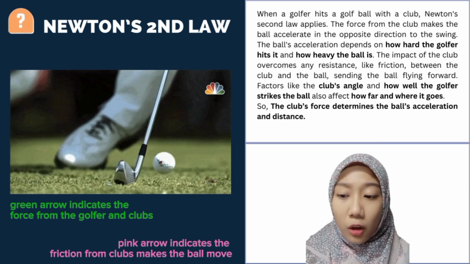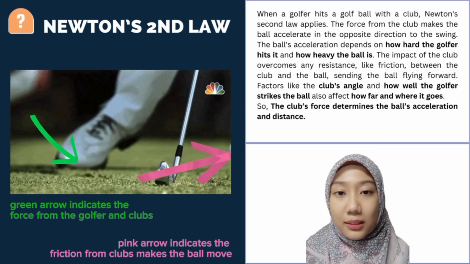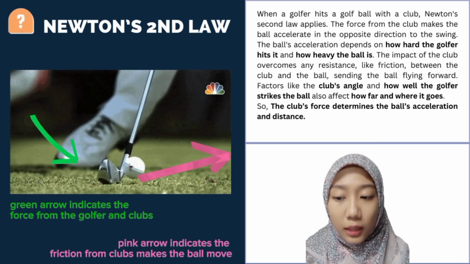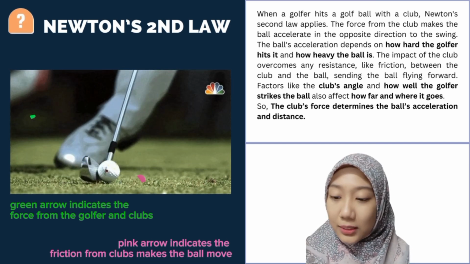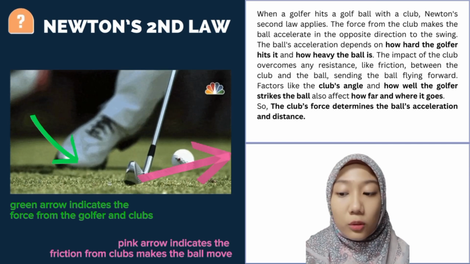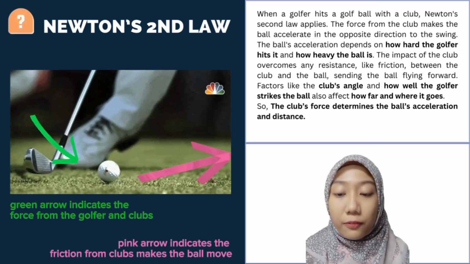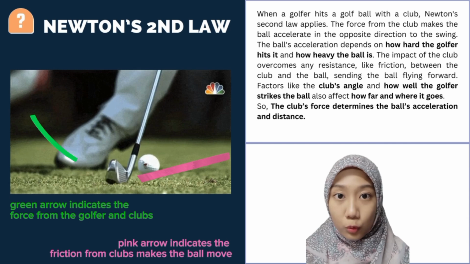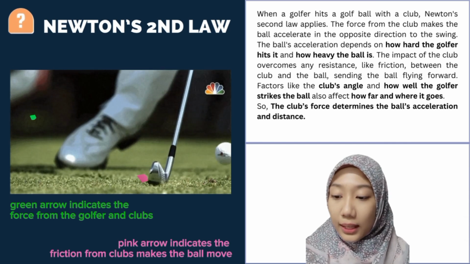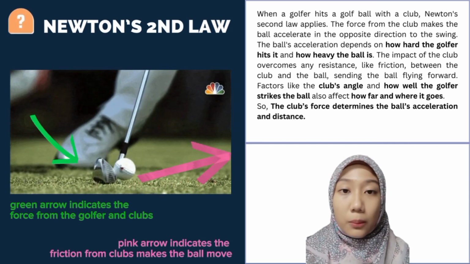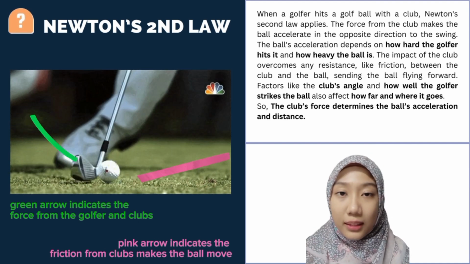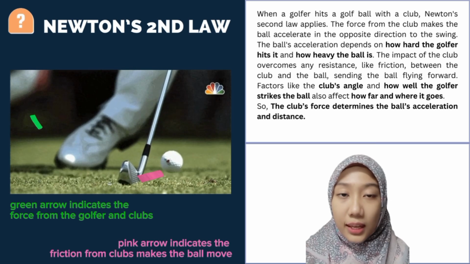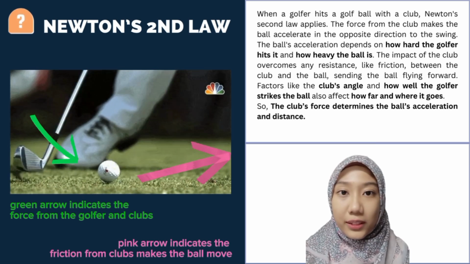So the impact of the club overcomes any resistance, like friction between the club and the ball, sending the ball flying forward. Factors like the club's angle and how well the golfer strikes the ball also affect how far and where it goes. So we can see that the club's force determines the ball's acceleration and distance. You can see that force is equal to mass times acceleration, F = ma.